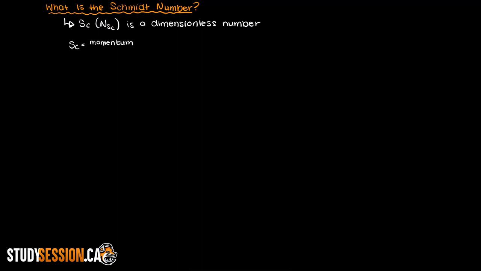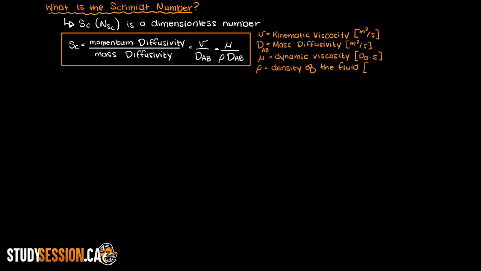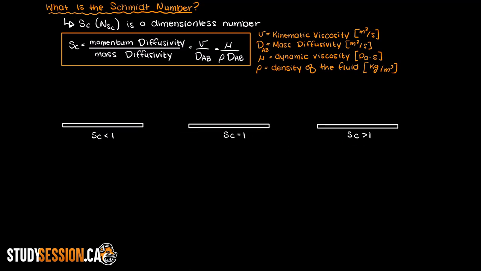The Schmidt number represents the ratio of the momentum diffusivity to the mass diffusivity. This means that we are comparing the relative sizes of the hydrodynamic boundary layer and the concentration boundary layer. If you are unsure what boundary layers are, I will leave a link to a video in the description below to aid your understanding. As an example, let's look at a flat plate.